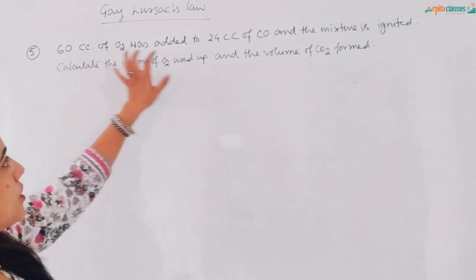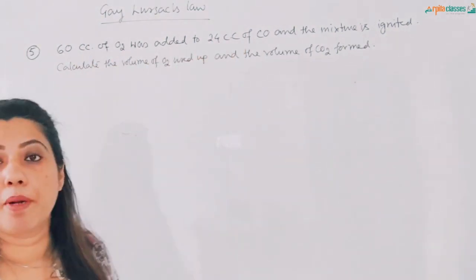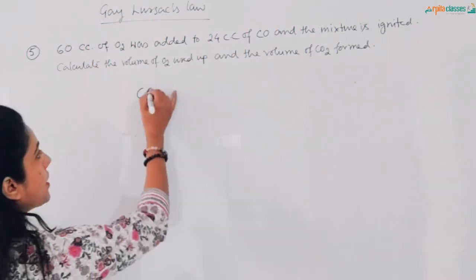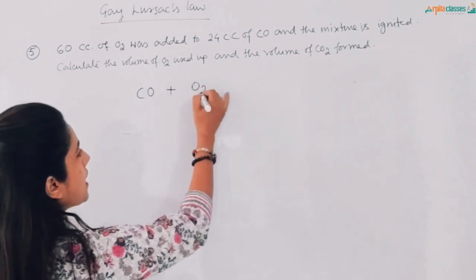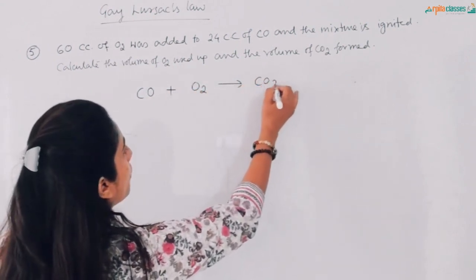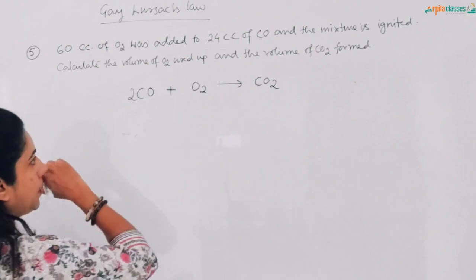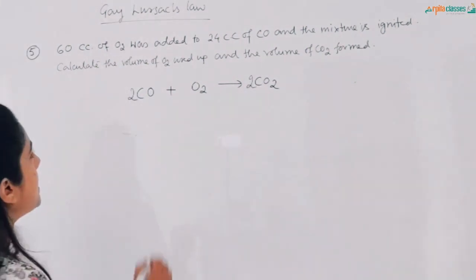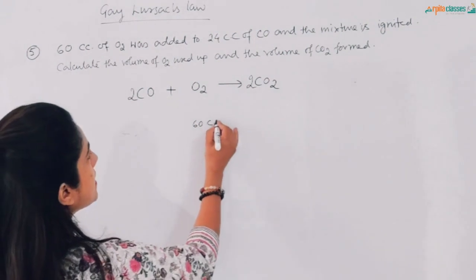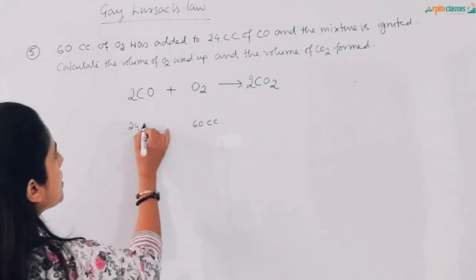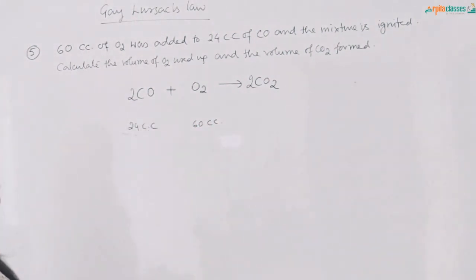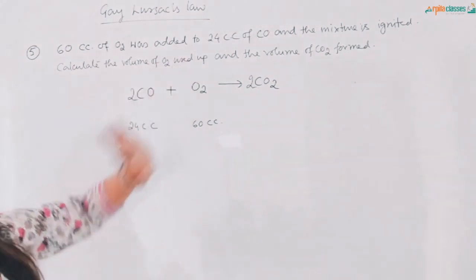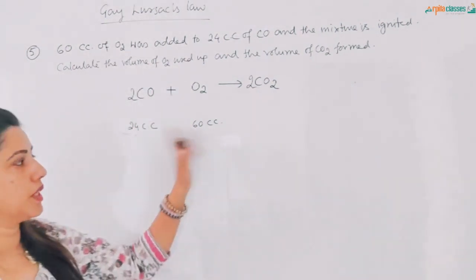Here 60 cc of oxygen was added to 24 cc of carbon monoxide. That means here the reaction is happening between carbon monoxide and oxygen. So we will write a balanced chemical equation: 2CO plus O2 gives us 2CO2. Right? Now 60 cc of oxygen is given and 24 cc of carbon monoxide. The mixture is ignited. Calculate the volume of oxygen used up. So we need to see how much oxygen is used up.